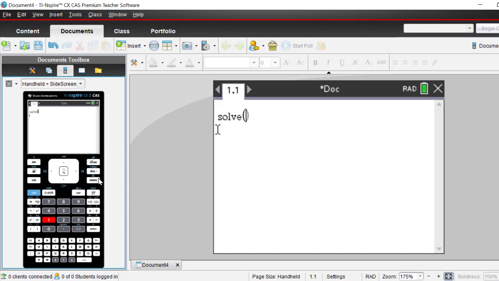Then we put the equation in. Okay, what are we solving? We've got that equation, which was it pi x? Let's do that. Where's the pi button? There it is, down the bottom left.